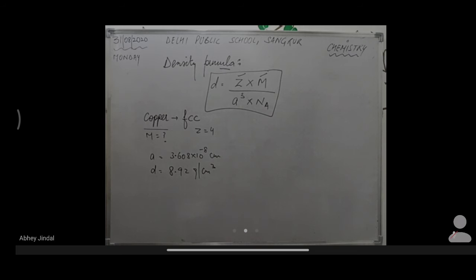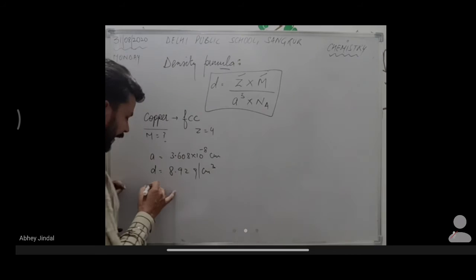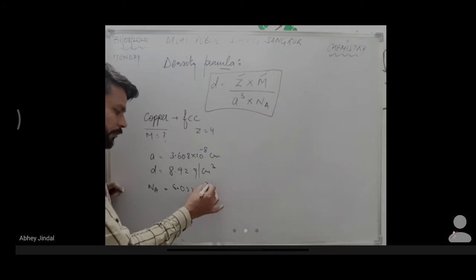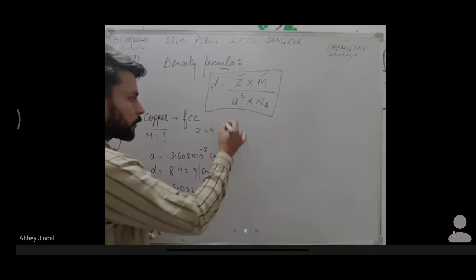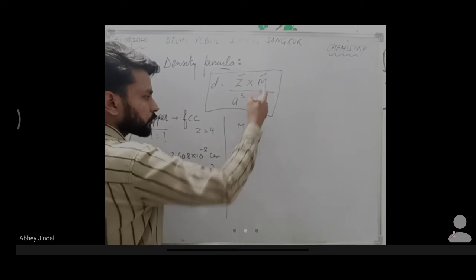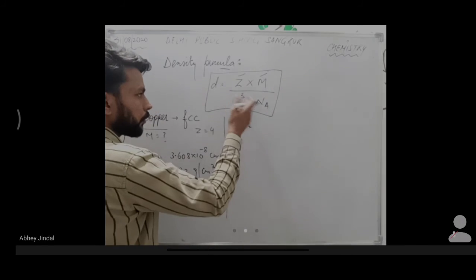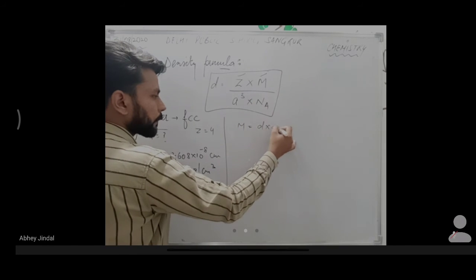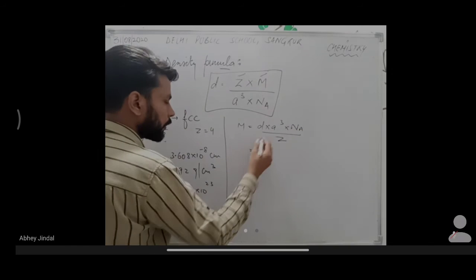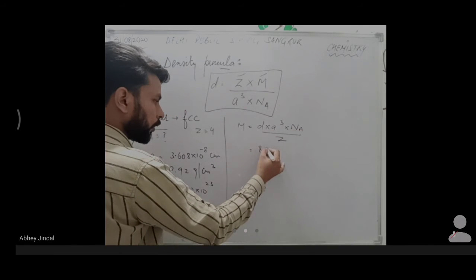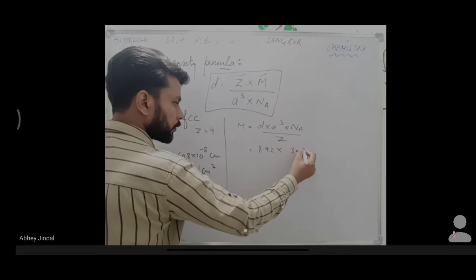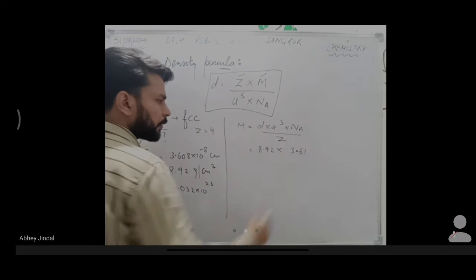Now, this is all given, and we know the Avogadro number. The value of the Avogadro number is 6.022 into 10 raised to the power 23. Using these values, first of all we have to find the molar mass, so keep M separate from all of these. M will be equal to D a cube Na upon Z. D is 8.92, a cube is the cube of 3.608, which I will take as 3.61.